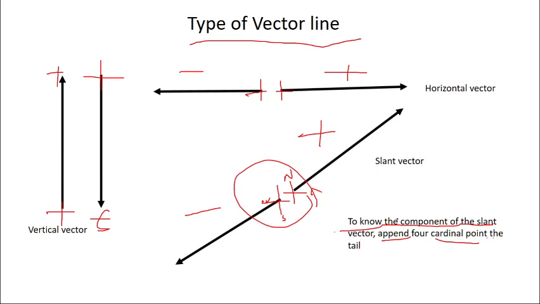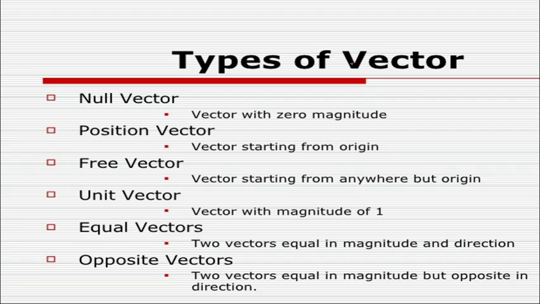We are seeing how that is very, very important. We have types of vector. We have null vector. Null vector is a vector that has magnitude of 0. Position vector is a vector that starts from the origin. Please, these types of vector and their interpretation are very, very important.